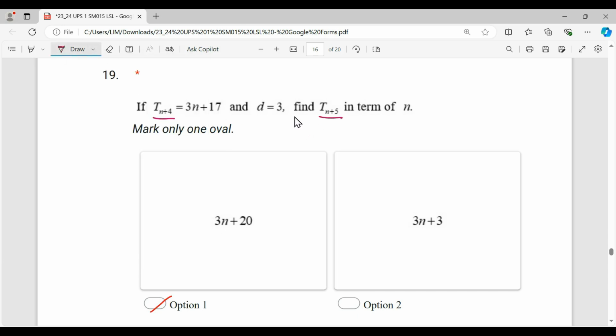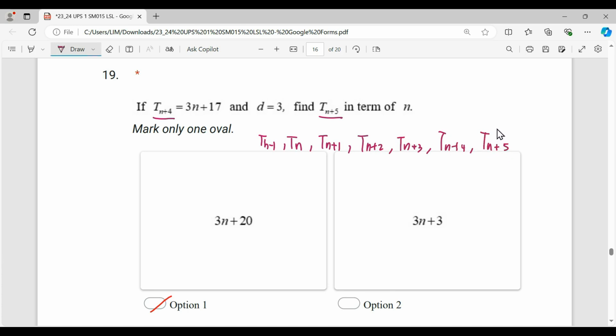What is the relationship between them? As you can see, Tn is this. The term before that is Tn minus 1. The term after that will be Tn plus 1. After that, Tn plus 2. After that, Tn plus 3. Then after that, Tn plus 4. Then after that, Tn plus 5.